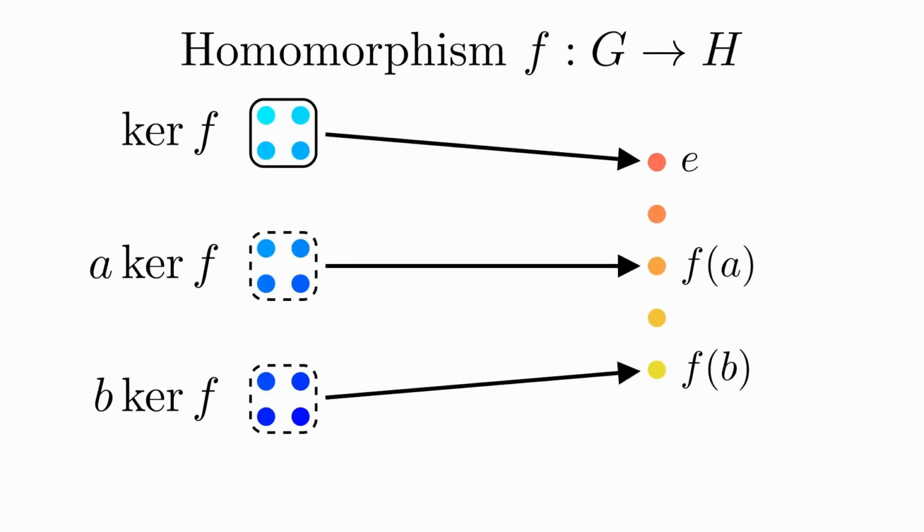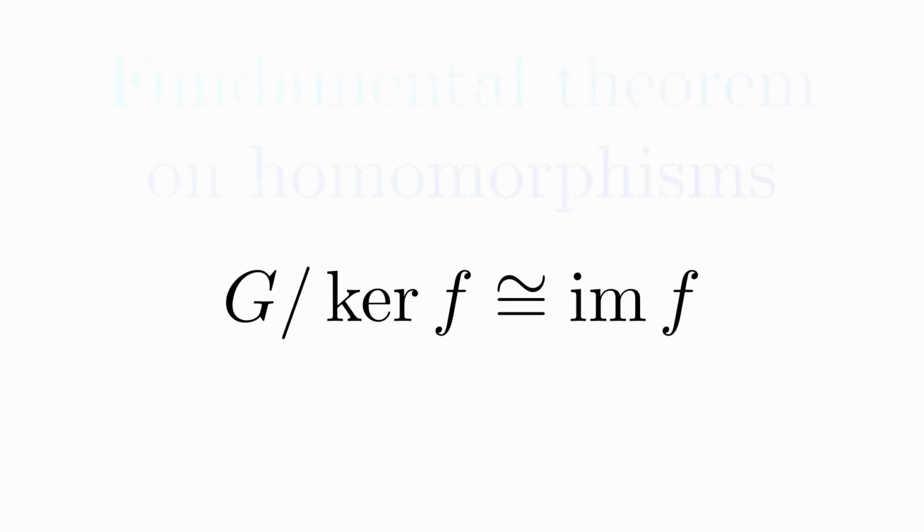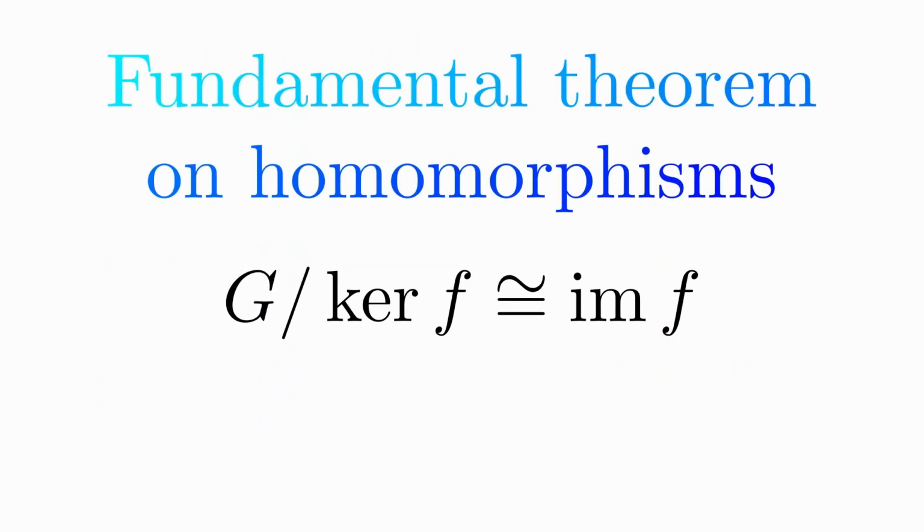Let's go back to the homomorphism. So we have found the operation which makes the left side into a group. Now we can restrict the map to the image, which makes this an isomorphism. We get that the quotient group of G by the kernel is isomorphic to the image of f. This is also called the fundamental theorem on homomorphisms.